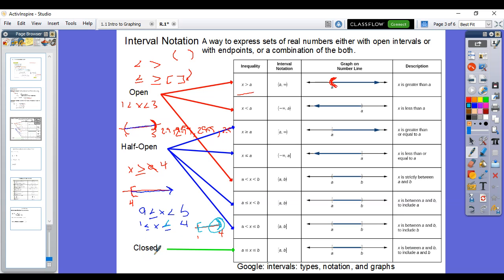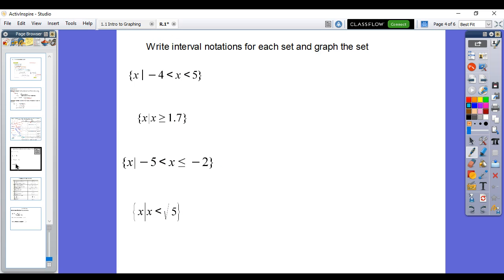Now the absolute closed intervals right here are ones that have the same symbol, a less than or equal to x less than or equal to b. These two less than or equal to signs right here. That means it starts at one spot and ends in another spot. It can be any number between, but has an absolute smallest and an absolute greatest. So let's kind of practice this. We're going to write the interval notations for these problems.